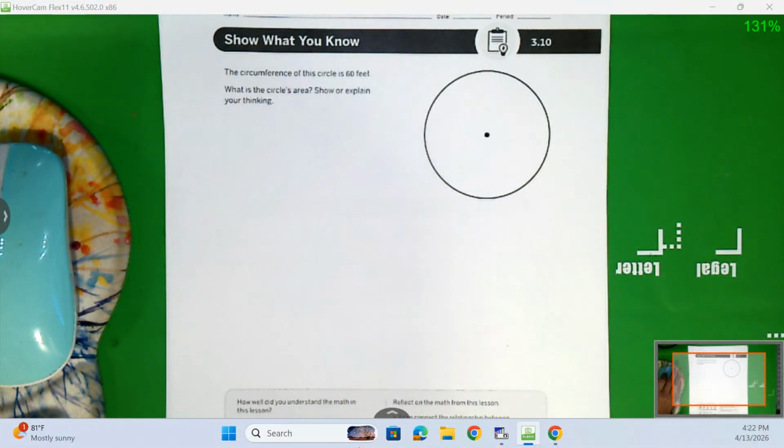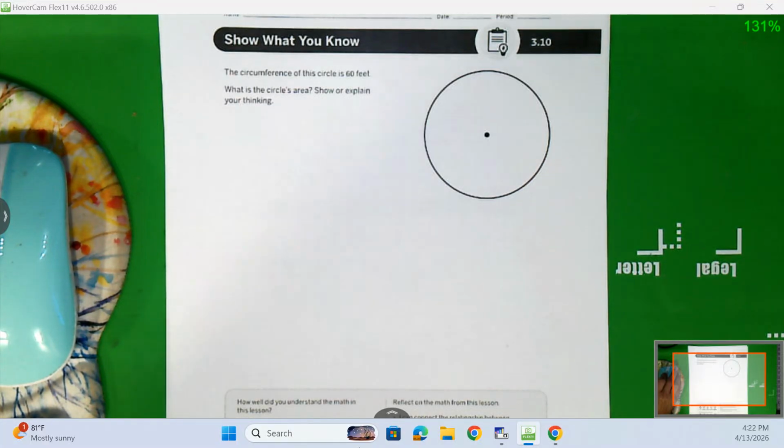Okay, this is our exit ticket today. We have Show What You Know, Lesson 10. It says, the circumference of this circle is 60 feet. What is the circle's area? Show or explain your thinking.